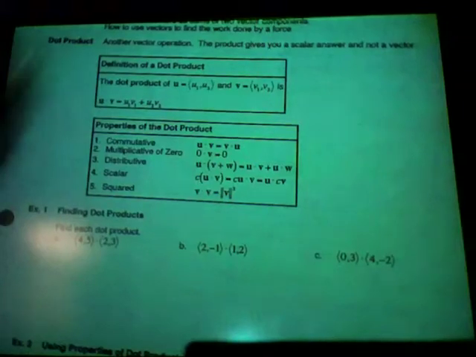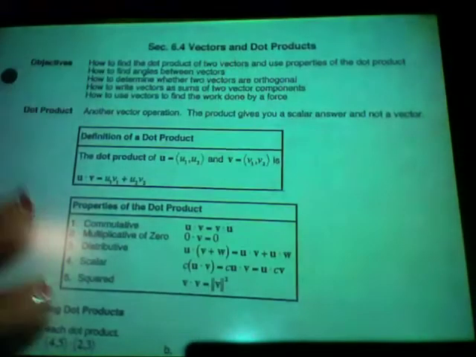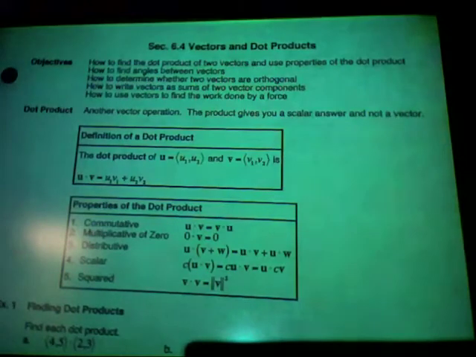Right, so today is lesson 6.4. We are doing more with vectors, but we're doing vectors with dot products.